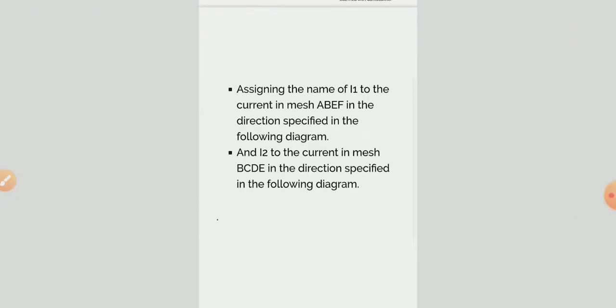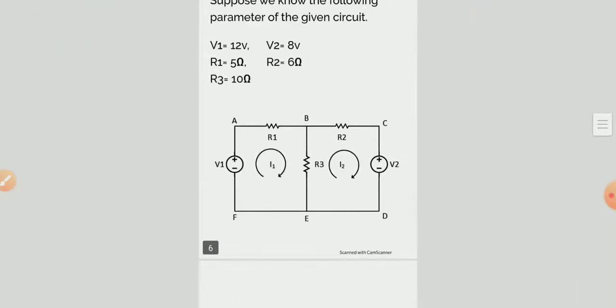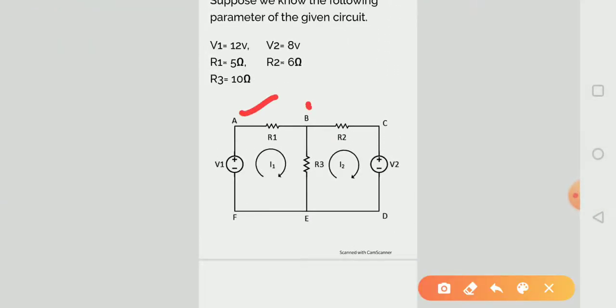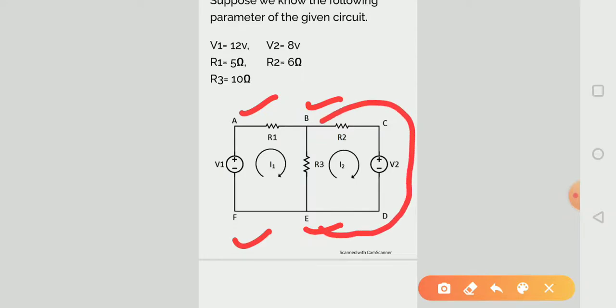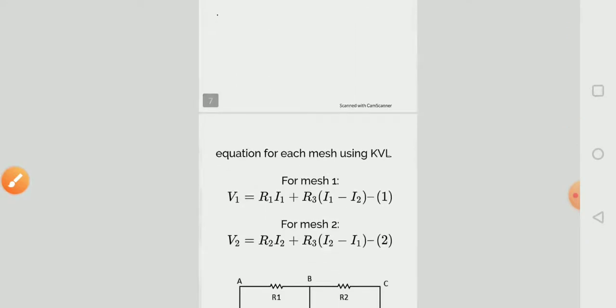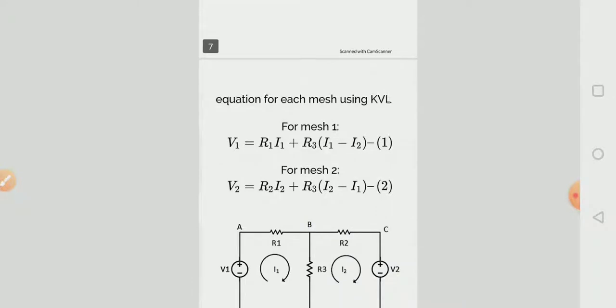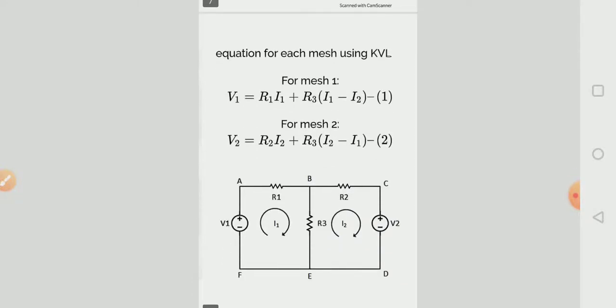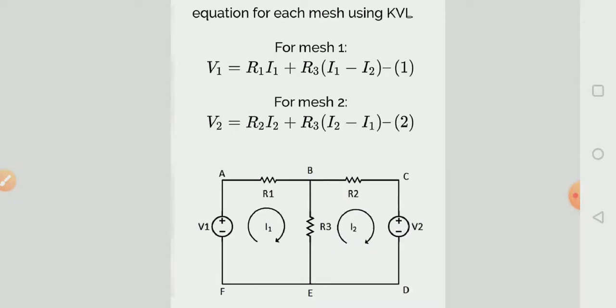So, we assign current I1 for the loop A, B, E, F and current I2 for the loop B, C, D, F. Now, by applying KVL for this mesh, at first we identify polarity for this equation.